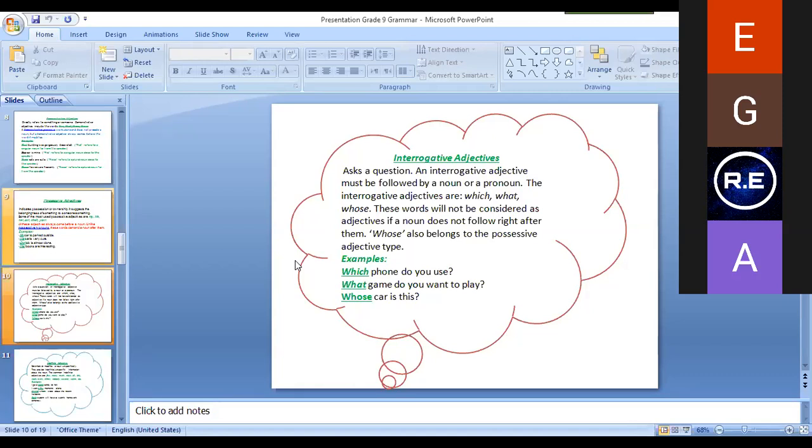Thank you, Ahsan. Yes, it is a declarative sentence. Why is it declarative? Because it gives me a message. It tells me an answer. So let's go back again to the interrogative adjectives. Interrogative adjectives ask the question. They interrogate. So, which phone is yours? What game do you want to play? Whose car is this?